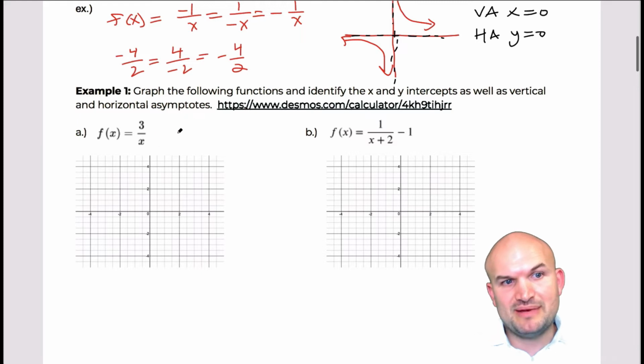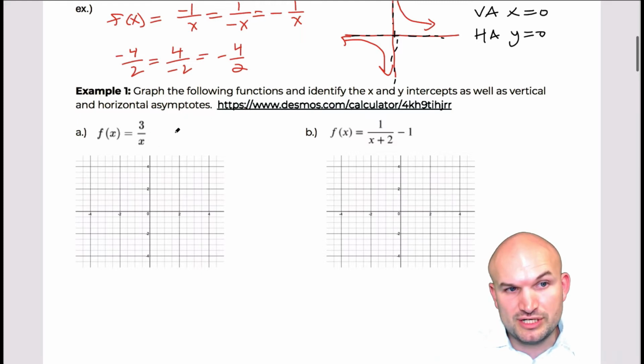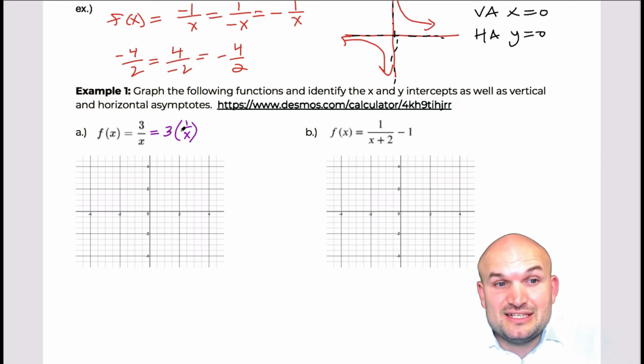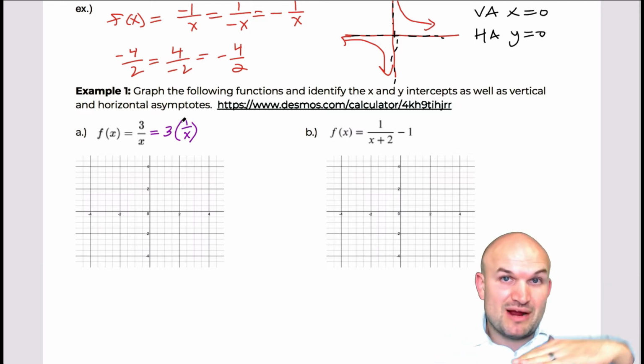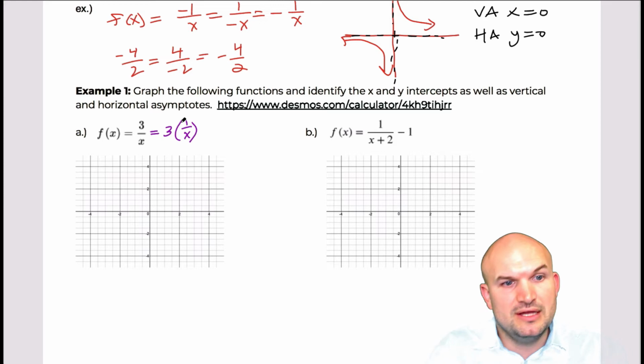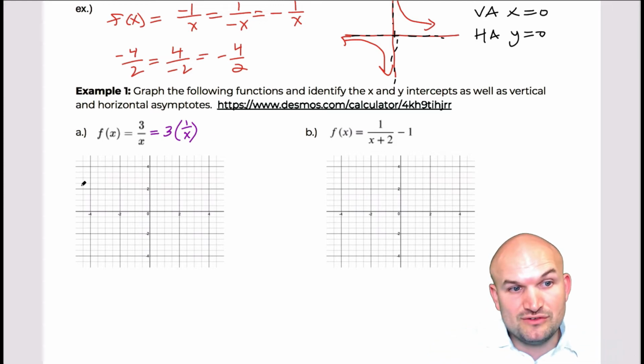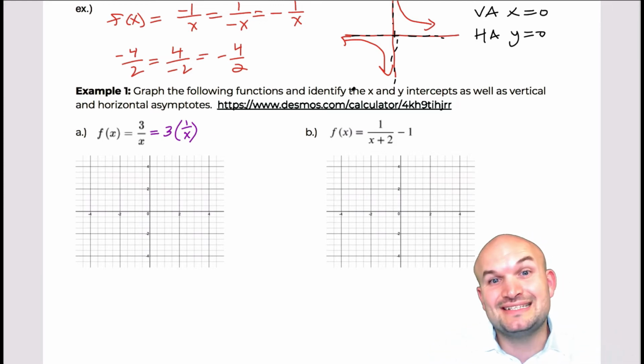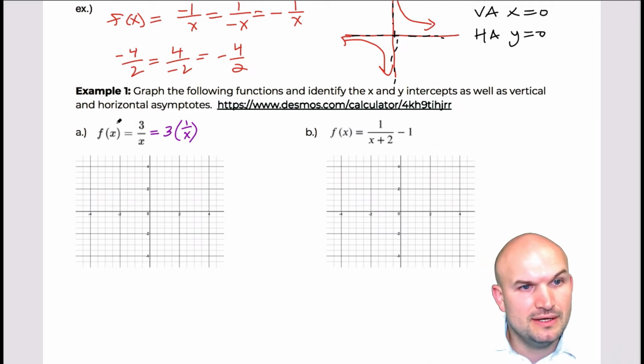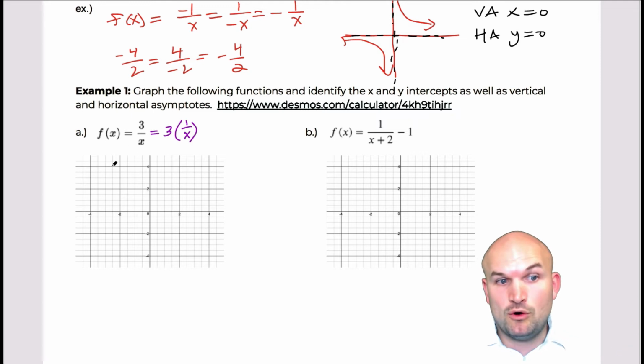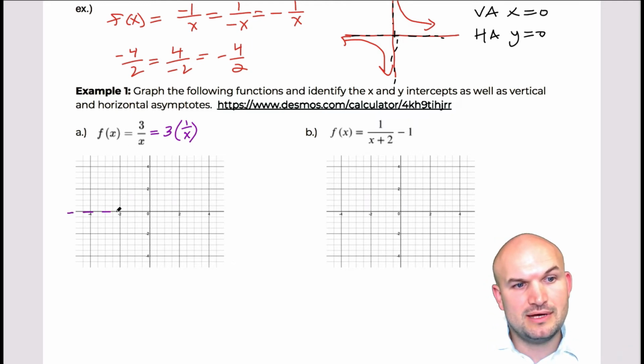In this case, you can basically see that this is my reciprocal function. I could also write this as the same thing as 3 times 1 over x. The only thing really happening here is my a is 3. That means the graph is just being vertically stretched, but I still have my horizontal and vertical asymptotes. It says graph the function and identify the x and y intercepts and the vertical and horizontal asymptotes. Since this graph is not shifting left or right or up and down, I'm going to have the same asymptotes.